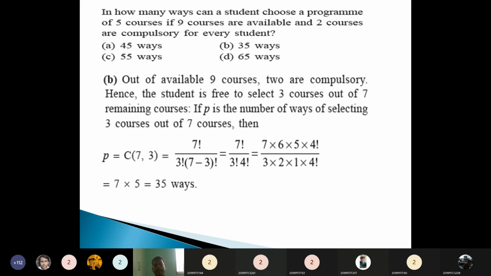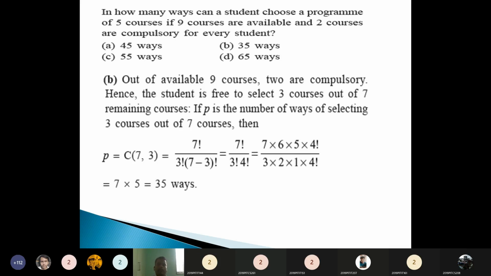So the compulsory courses can be chosen in only one way, so 1 into 35. So 35 different ways you can choose with this condition, only one condition, not more: that the two compulsory courses must be chosen. Permutations and combinations are important concepts. We will use them in probability also. If you are clear in the permutation and combination concepts, these formulas are applicable in probability also.